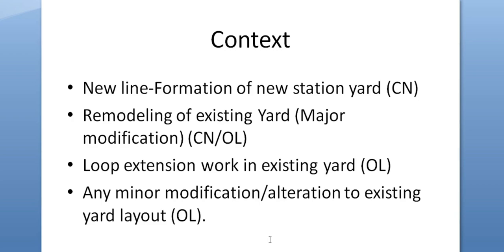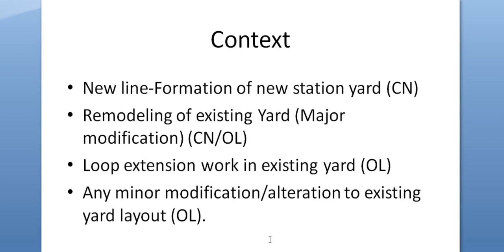Of course, there is loop extension work. Senior section engineers in P-way maintenance sometimes come across loop extension work. Maybe the existing loop line has a capacity of only some 14 or 17 vehicles. So the loop line has to be extended to 24 vehicle capacity, and it necessarily has to be modified. That means shifting of points and crossings will be involved. That time also we need some knowledge about this layout calculation.